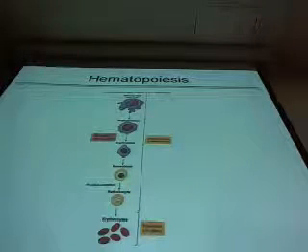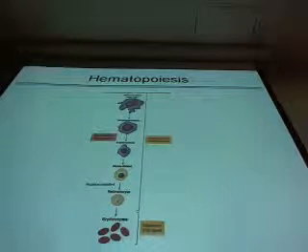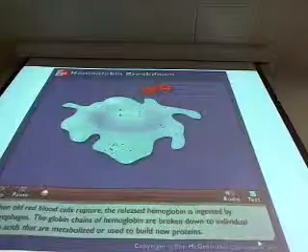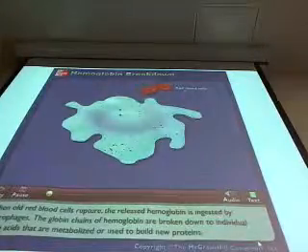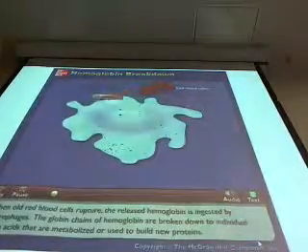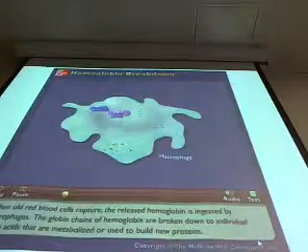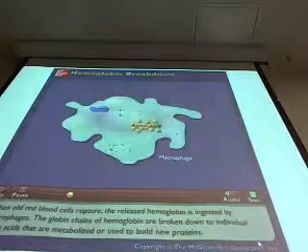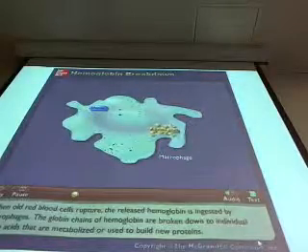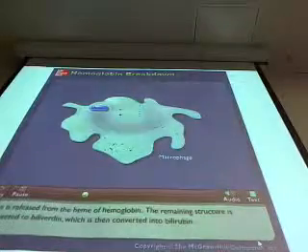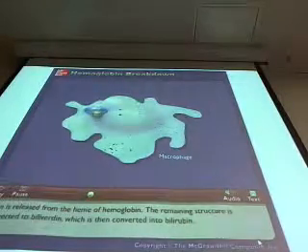So you get somebody that's had a splenectomy, you see more of the nucleated and reticulocyte type particles in the blood. When old red blood cells rupture, the released hemoglobin is ingested by macrophages. The globin chains of hemoglobin are broken down to individual amino acids that are metabolized or used to build new proteins. Iron is released from the heme of hemoglobin.